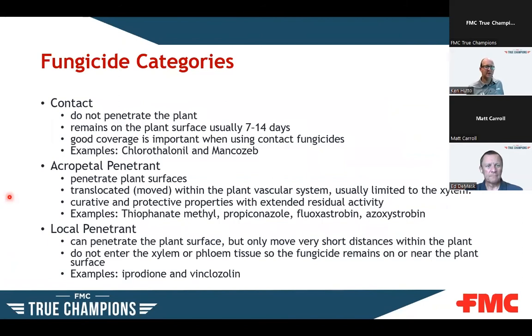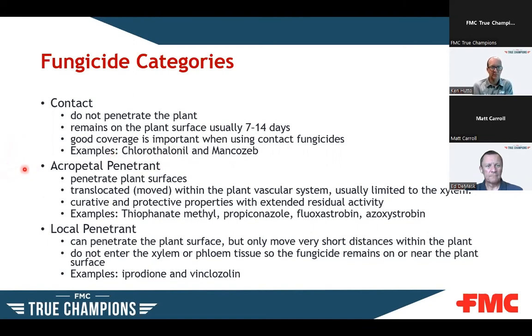A couple of fungicide categories that you deal with. Contact fungicides. These are fungicides that typically hit the leaf blade and that's where they stay. They don't move up or down in the plant. So they usually remain on the plant surface for a shorter period of time because they're just being mowed off and they don't enter and translocate into the plant. So examples of this would be something like mancozeb or chlorothalonil, which is more of a golf fungicide, but that's a good example of a contact.